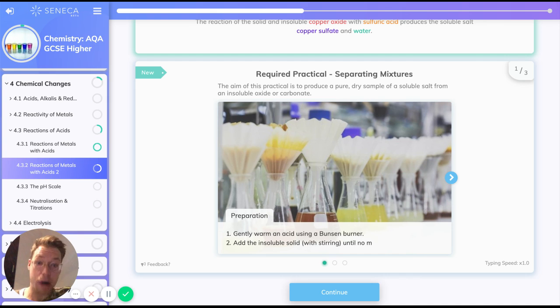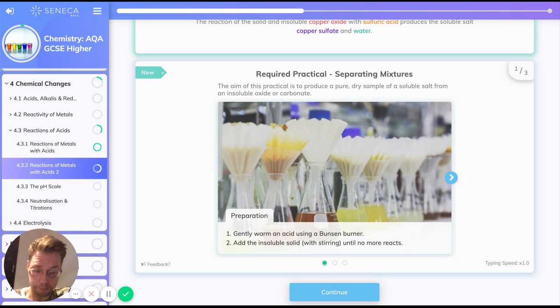You need to know some practicals. And one of the key practicals is separating mixtures. And you need to be able to produce a dry sample of a soluble salt from an insoluble oxide or carbonate. Little tip, ions that contain silver, mercury, or lead, so silver is Ag, mercury is Hg, lead is Pb, those salts are all insoluble. So just a good thing to look out for, and a handy tip hopefully to remember.